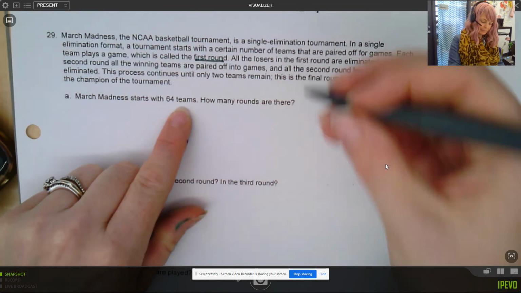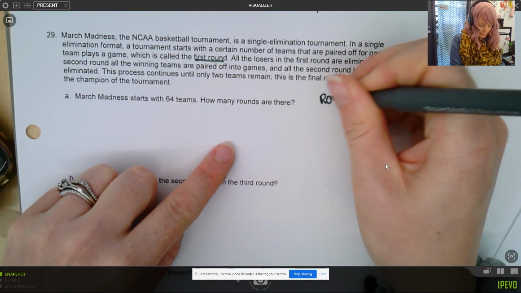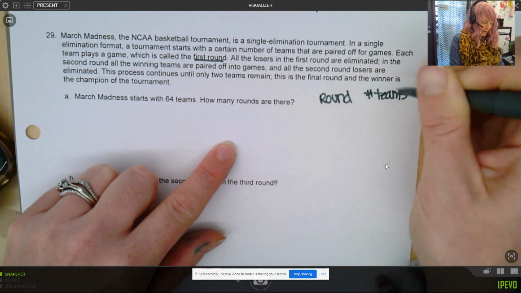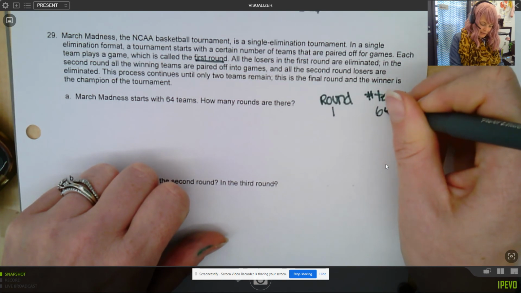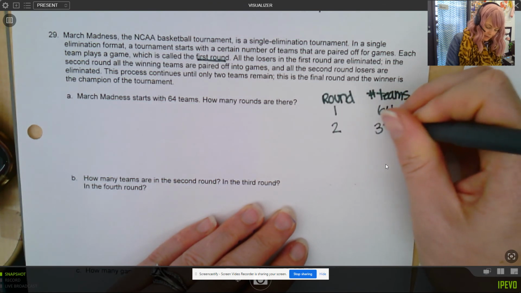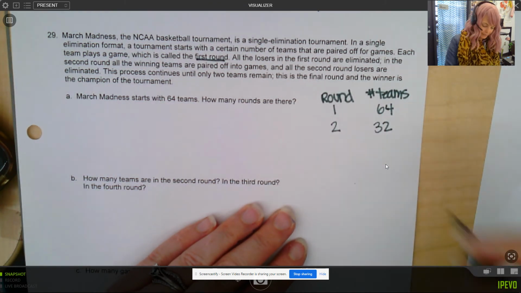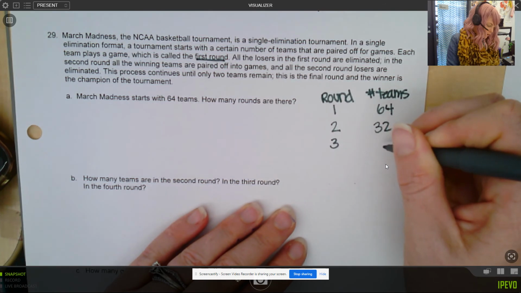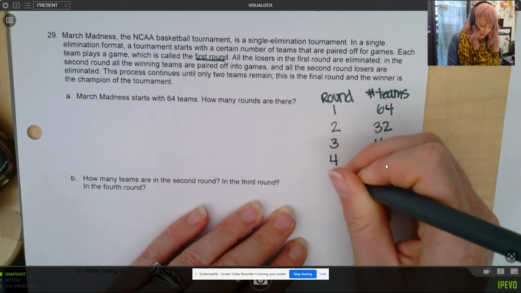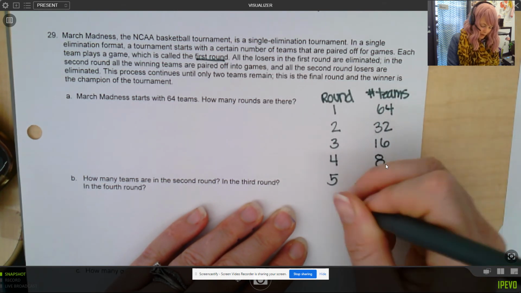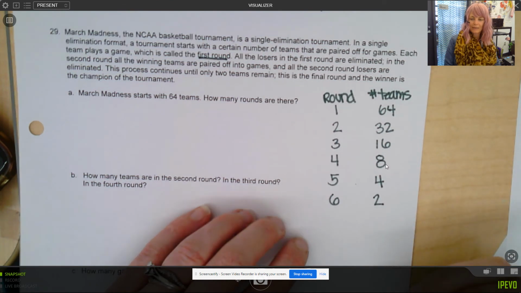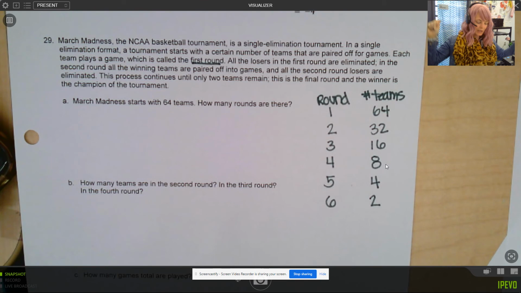So how many rounds are there? So we'll talk about the round and the number of teams. So round 1 has 64 teams. Round 2 will have half as many because half the teams lose and half of them win. Round 3, half of 32 is 16. Round 4, half of 16 is 8. Round 5, half of 8 is 4. And then the final round, round 6, where there'll be 2 teams to crown a champion.